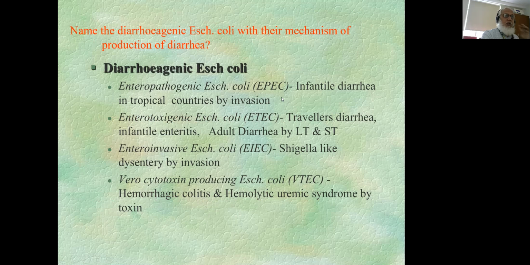Enteropathogenic Escherichia coli causes infantile diarrhea in tropical countries by invasion. Enterotoxigenic Escherichia coli causes traveler's diarrhea, also infantile diarrhea, by labile toxin and heat-stable toxin. Enteroinvasive Escherichia coli causes Shigella-like dysentery by invasion. Verocytotoxin-producing Escherichia coli, VTEC, causes hemorrhagic colitis and hemolytic uremic syndrome. And enteroaggregative causes persistent diarrhea.